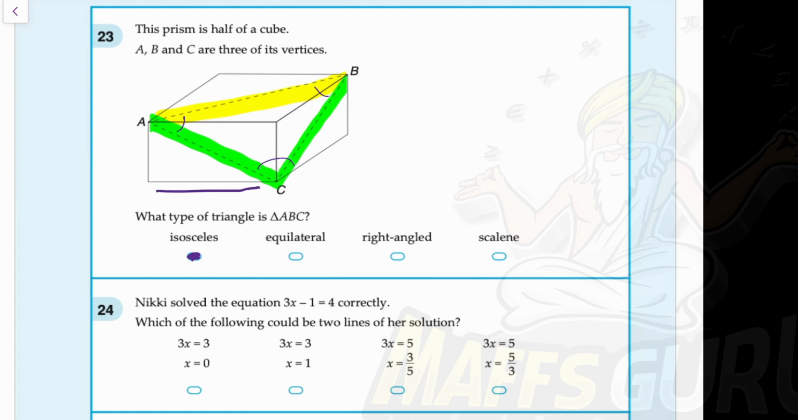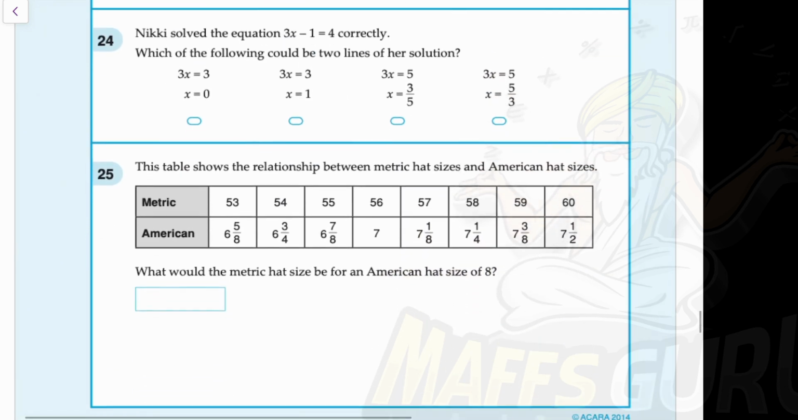So we know that this distance here is the same as that distance there. This distance here is the same as that distance there, which must mean those two green bits are the same. But that distance between A and B is definitely not the same. Ooh, that was an interesting question.